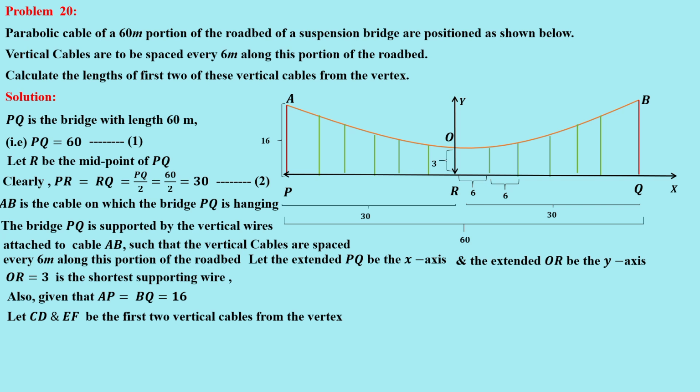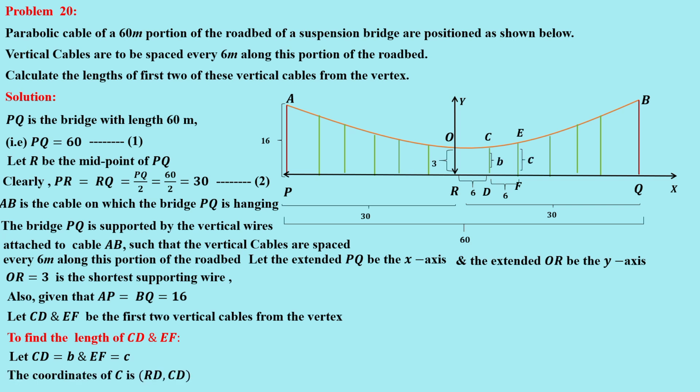So let CD and EF be the first two vertical cables from the vertex. We want to calculate the length of CD and EF, the first two of these vertical cables from the vertex. So from the vertex we are taking CD and EF, two vertical lines, that is two vertical cables or wires. So let CD is equal to b and EF is equal to c. So this is b, this is c.